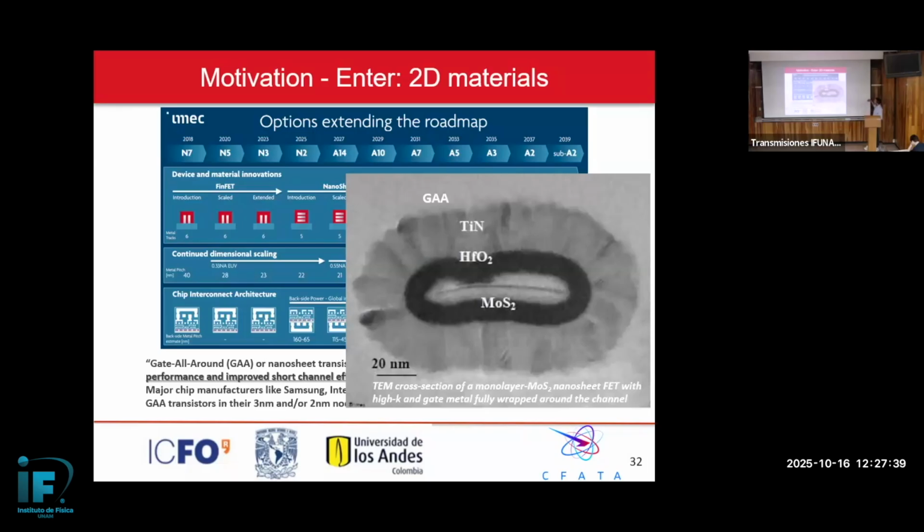This is a cross-sectional TEM image of how a gate-all-around transistor will look like using a single layer of MoS2. So this is 20 nanometers. So you can see that it's a very, very thin transistor.